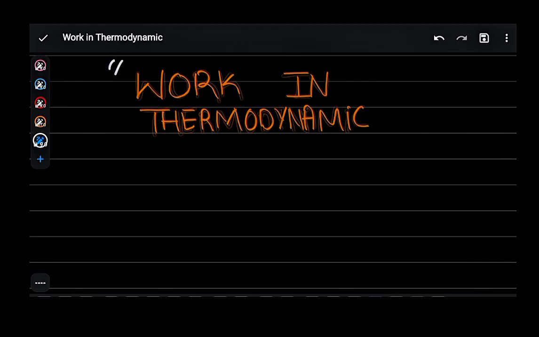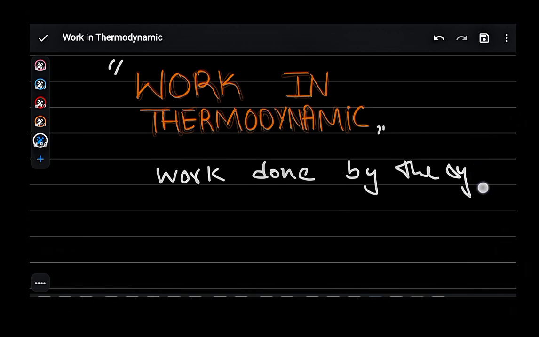We're going to study about work in thermodynamics, and we'll do the derivation too. Whether it's work done by the system or work done on the system, it doesn't matter. We're going to understand it with the diagram.